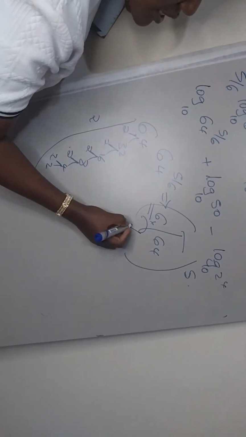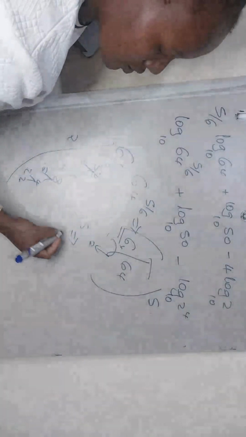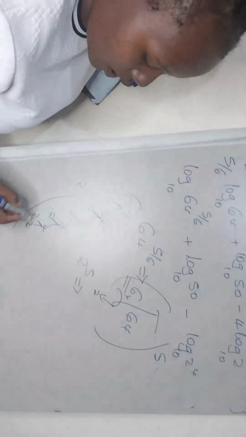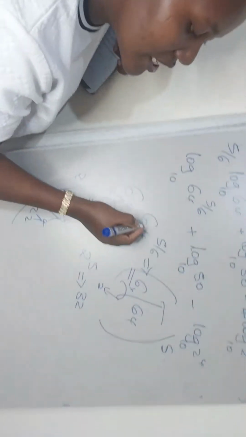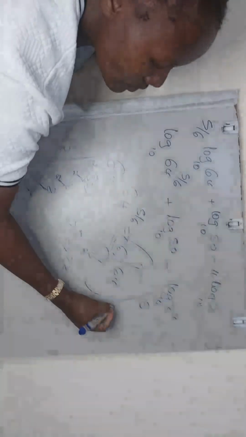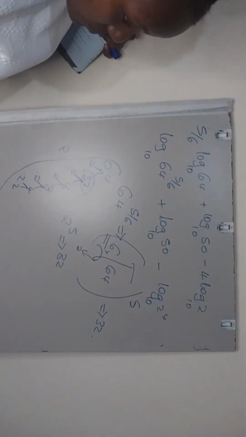Now, what is 2 to power 5? It simply becomes 2 multiplied 5 times: 1, 2, 3, 4, 5. So it is 32. So instead of writing 64 to power 5/6, we will simply write 32. That is good.